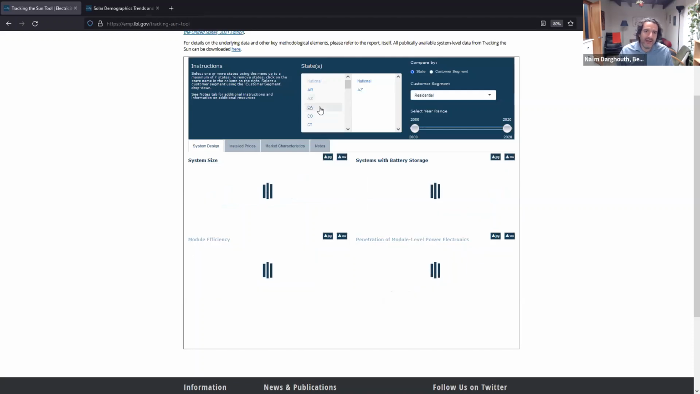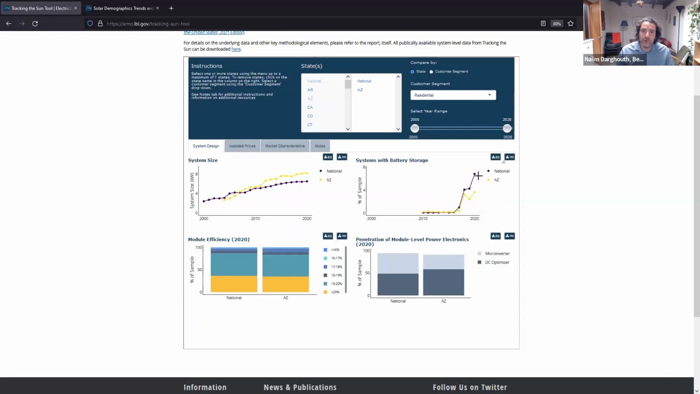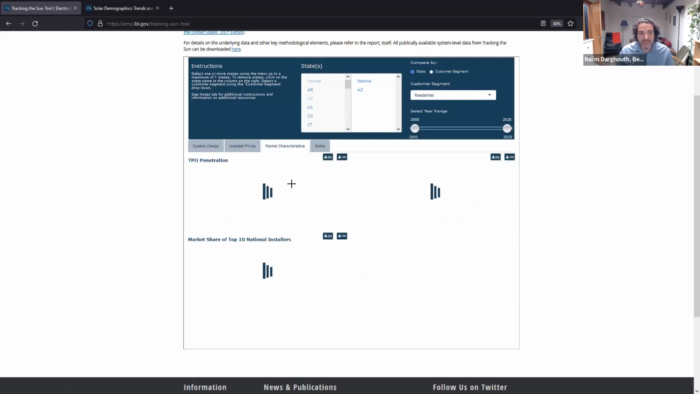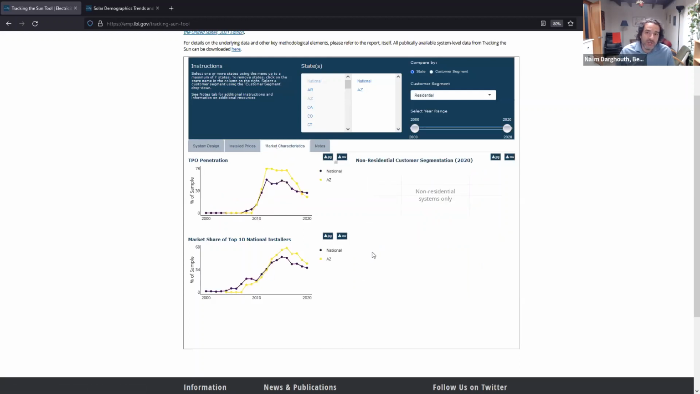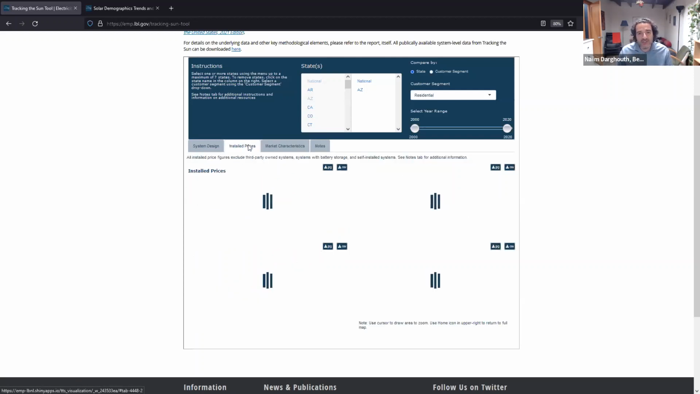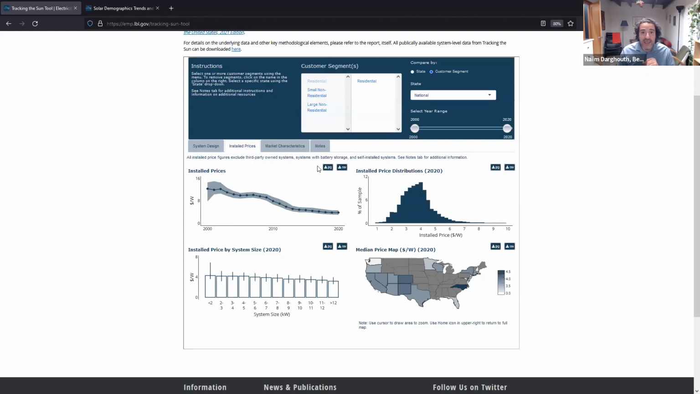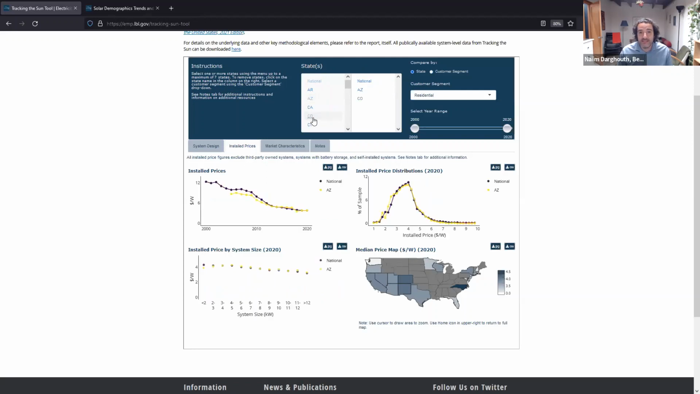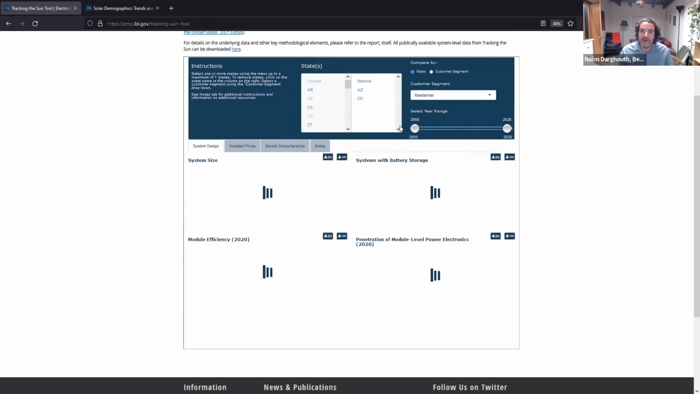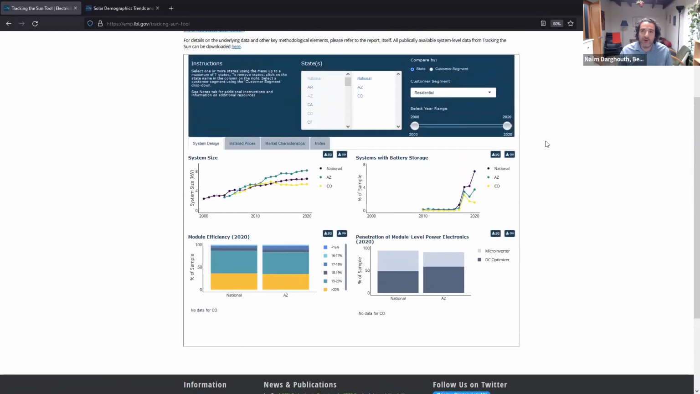So if we were interested in Arizona, we could look at size or characteristics, systems with battery storage, some market characteristics, percentage of third-party ownership, etc. So we have a number of these charts that are customized for the state that you're looking at. You can also compare by customer segment instead. And then you can also select several states if you're looking to compare states. So for example, the national, Arizona and Colorado, you can kind of understand the installed price distributions or other distributions here in selecting a range of years.